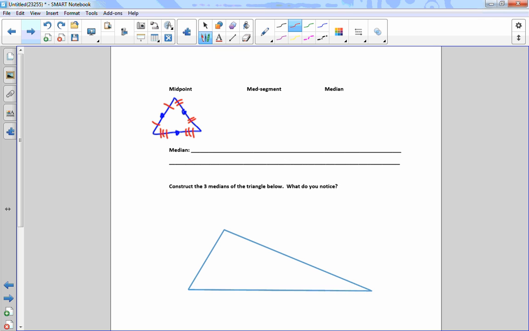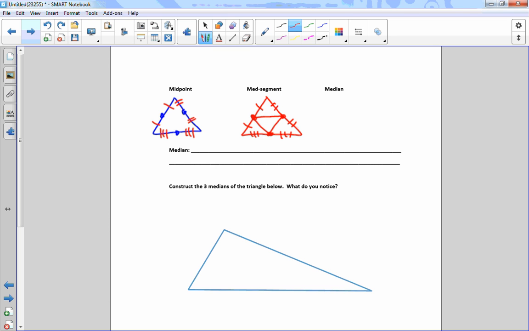We're talking about a mid-segment this year. What is a mid-segment? Did you say what a mid-segment was? Mid. That's connecting the mid-point. The segment connecting the mid-point. So this is the midpoint. If this is the midpoint, the segment connecting them is called a mid-segment. And if this is the midpoint, we get 2 more mid-segments.